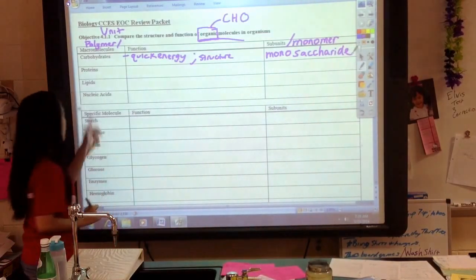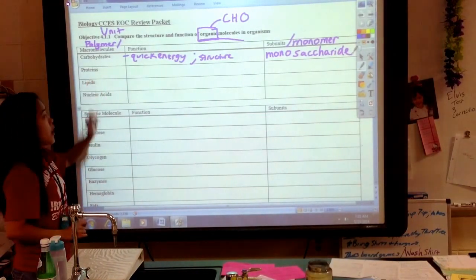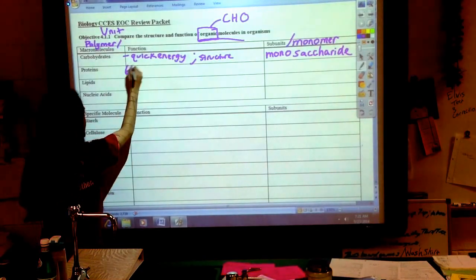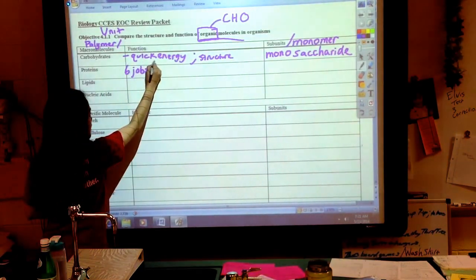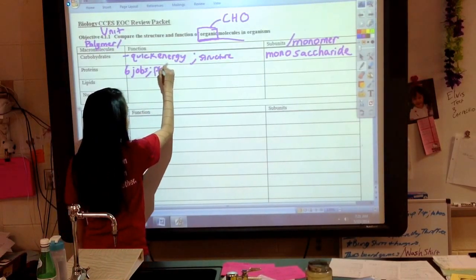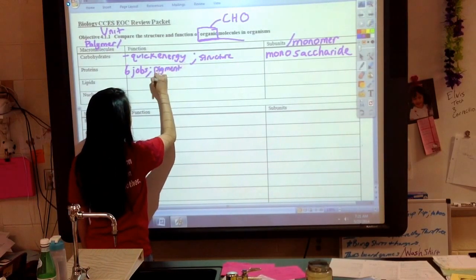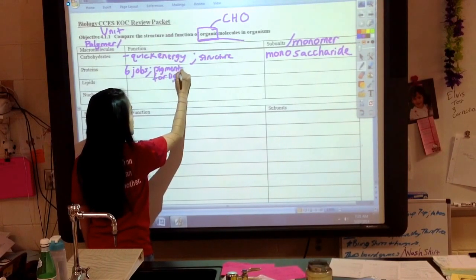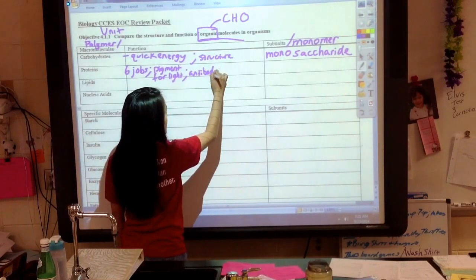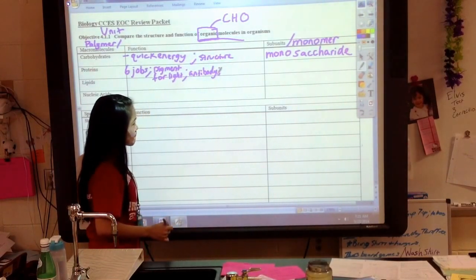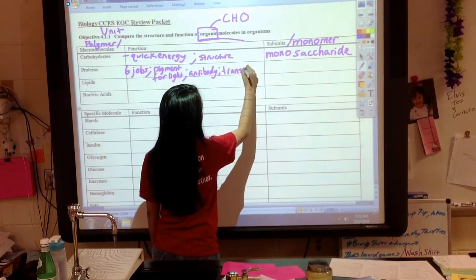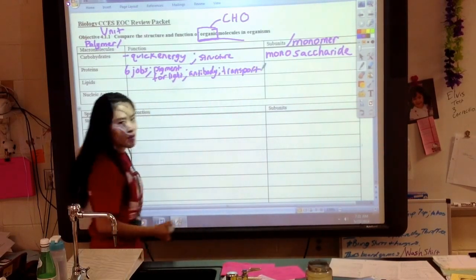Then our second macromolecule is a protein. And a protein is going to have several different jobs. It's actually going to have 6 jobs. And that could be acting as a pigment to absorb light. Pigment, I'll write for light. Acting as an antibody. Or allowing us to transport different things within the body.